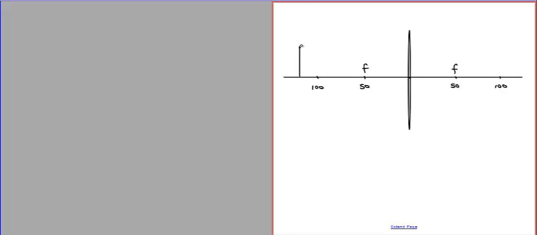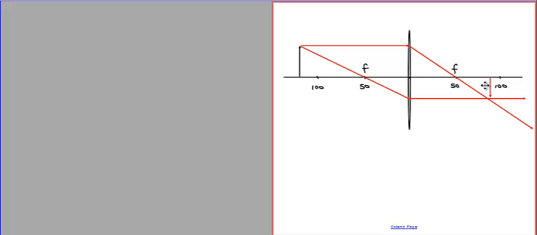Now the rules for lenses: lines that are parallel to the axis of the lens go through the lens and then go through the focal point. And you've got to make sure you draw these long enough. Secondly, the ray that goes through the focal point on this side of the lens goes straight to the lens, and then goes parallel to the axis. And the intersection of these two rays gives you the position of the image. So you get that.